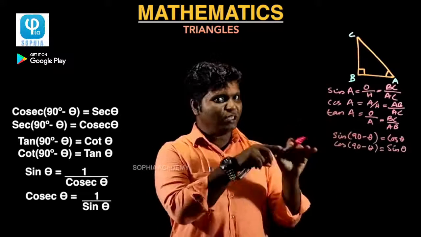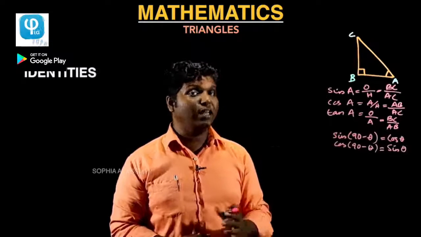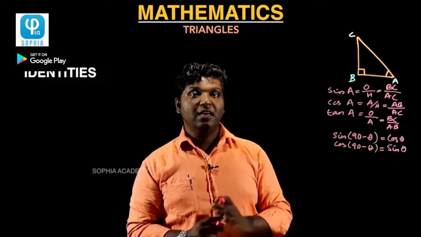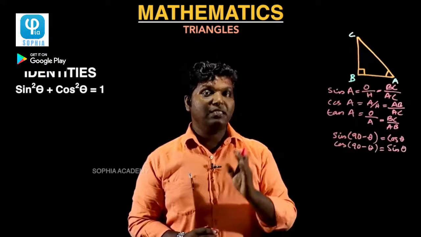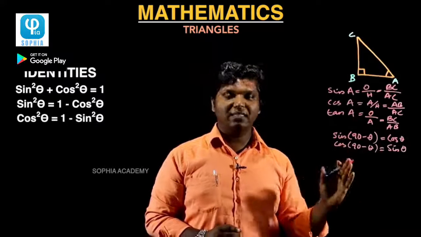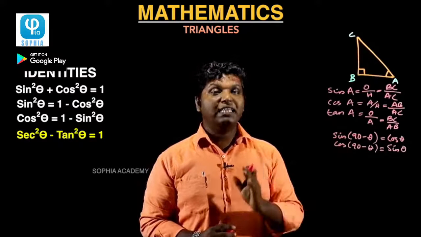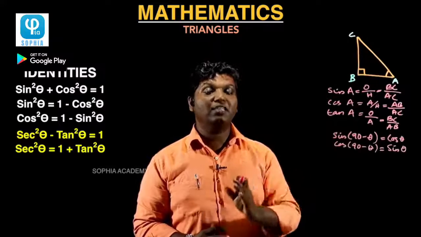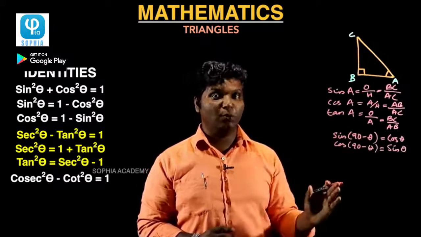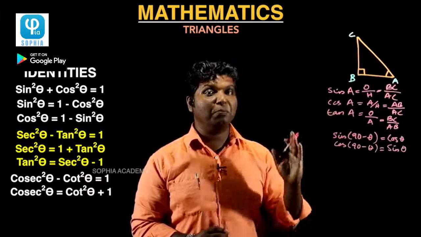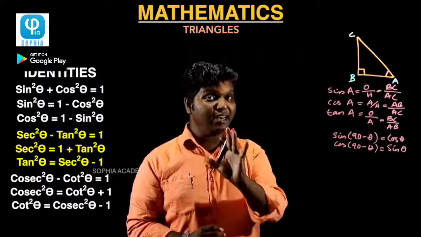The main content we are going to get into right now is what we call the identities. Mainly, you know that there are 9 identities. Sine square theta plus cos square theta is equal to 1, sine square theta is equal to 1 minus cos square theta, and cos square theta is equal to 1 minus sine square theta. Sec square theta minus tan square theta is equal to 1, sec square theta is equal to 1 plus tan square theta, and tan square theta is equal to sec square theta minus 1. Cosec square theta minus cot square theta is equal to 1, cosec square theta is equal to cot square theta plus 1, and cot square theta is equal to cosec square theta minus 1. These are the 9 identities.